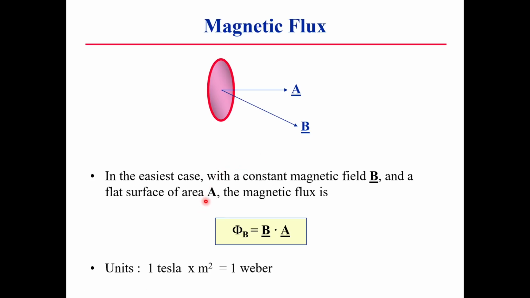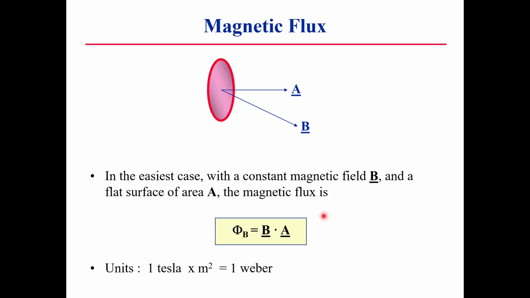Okay, now we are going to talk about magnetic flux. In the easiest case, with a constant magnetic field B. So this B is the magnetic field. Do you remember there were magnetic field lines coming from the North Pole and going to the South Pole like this? So in the easiest case, with a constant magnetic field B and a flat surface of area A. So this is a flat surface which has area A.